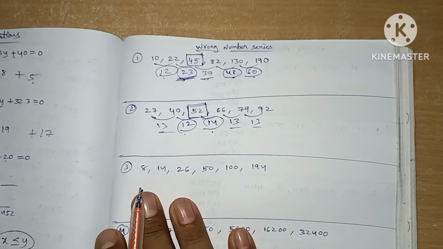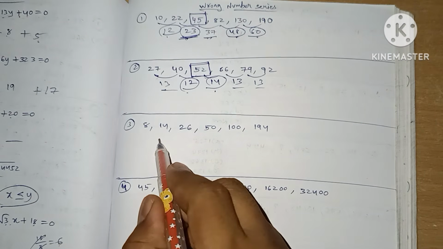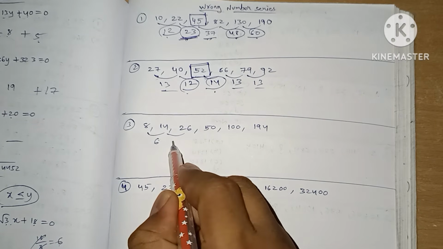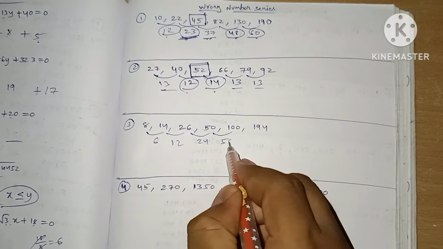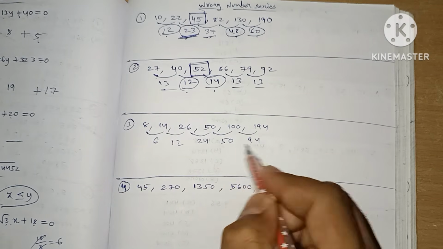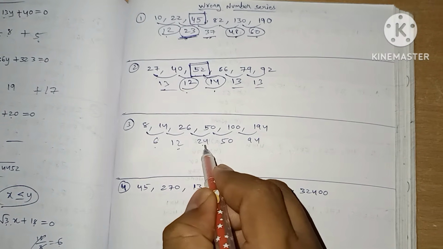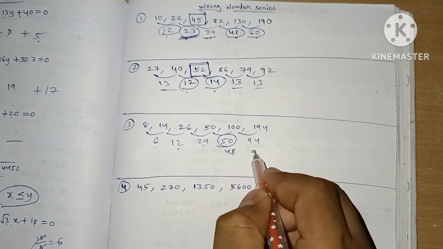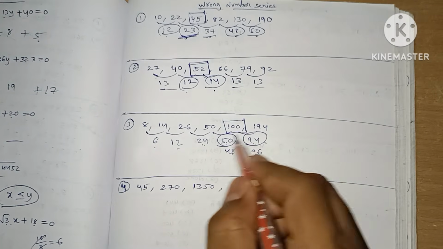Next one. Third question. Here we have a difference of 6. Here the difference is 12. Here the difference is 24. Here the difference is 50. Here the difference is 94. 6 doubled is 12. 12 doubled is 24. 24 doubled must be 48. 48 doubled will be 96. So these are our wrong numbers. So this is our wrong number.